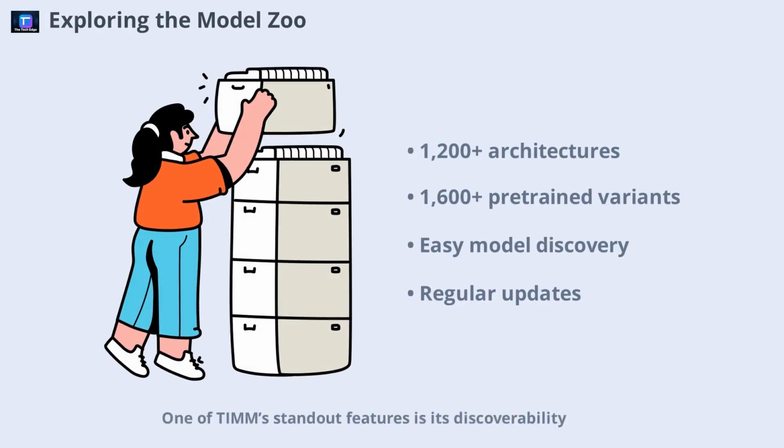One of TIMM's standout features is its discoverability. With a simple command, you can list all available models, over 1,200 architectures and 1,600 pre-trained variants. Want to see all ResNet or EfficientNet models? Just filter by name. Need only pre-trained models? That's one line too. New architectures are added within weeks of their publication, ensuring you always have access to the latest research. This vast, well-organized model zoo makes TIMM a go-to resource for anyone working in computer vision.